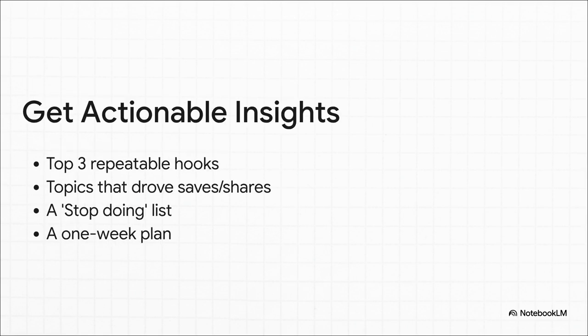And here's where the magic happens. The AI doesn't just spit back a summary. It gives you a full-on battle plan. It identifies your most effective hooks. It tells you which topics get people to save your content, and it even creates a stop doing list to help you cut out what's not working. The best part? It hands you a one-week content plan based entirely on what's already proven to work for you.